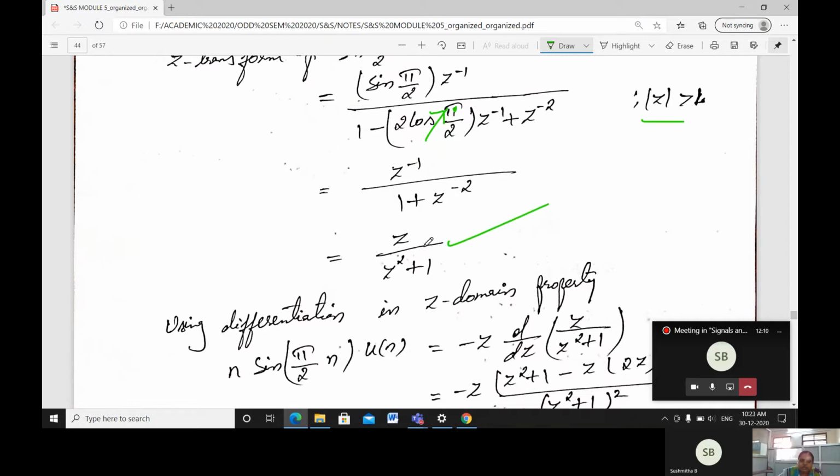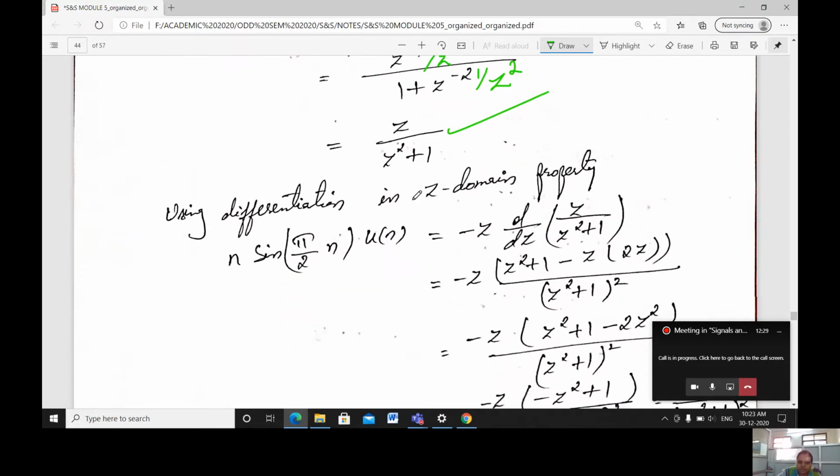If I do that simplification, what simplification can we go for? Instead of z inverse, I can write 1 by z. Instead of z raised to minus 2, I can write 1 divided by z square. Take the LCM and do the modification. You will be getting z divided by z square plus 1.